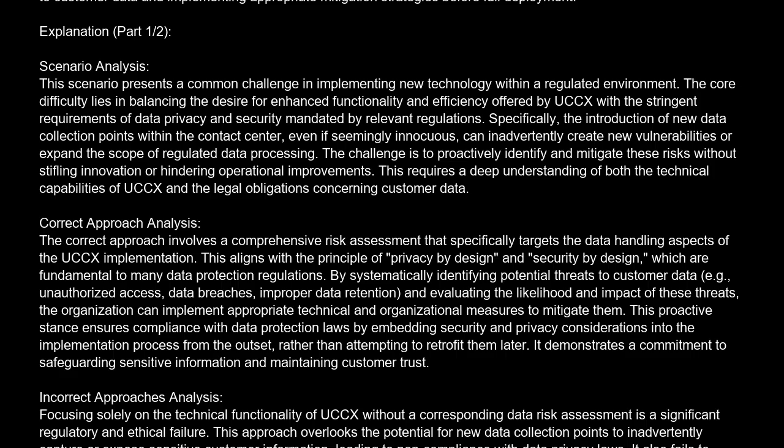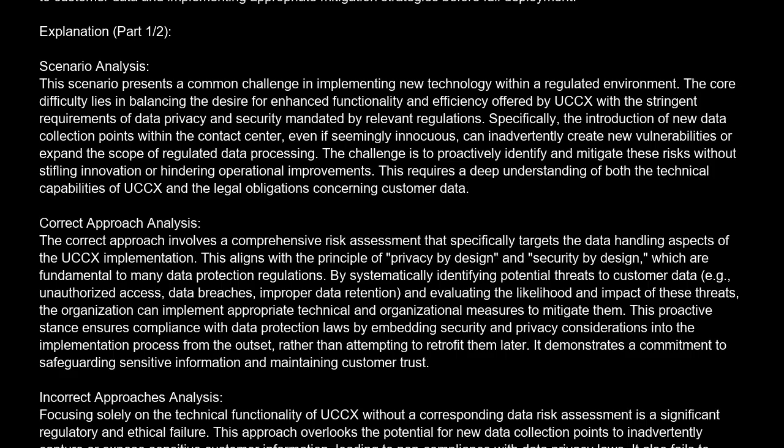Correct approach analysis. The correct approach involves a comprehensive risk assessment that specifically targets the data handling aspects of the UCCX implementation. This aligns with the principle of privacy by design and security by design, which are fundamental to many data protection regulations. By systematically identifying potential threats to customer data, e.g., unauthorized access, data breaches, improper data retention, and evaluating the likelihood and impact of these threats, the organization can implement appropriate technical and organizational measures to mitigate them.